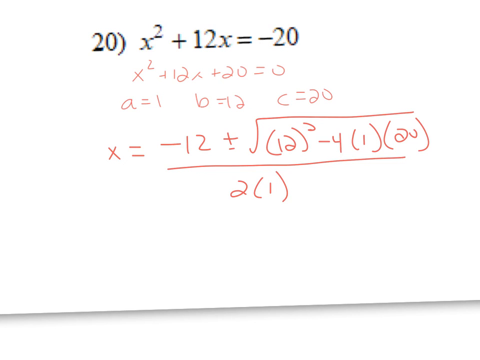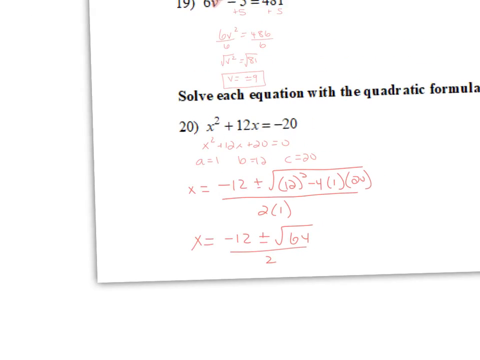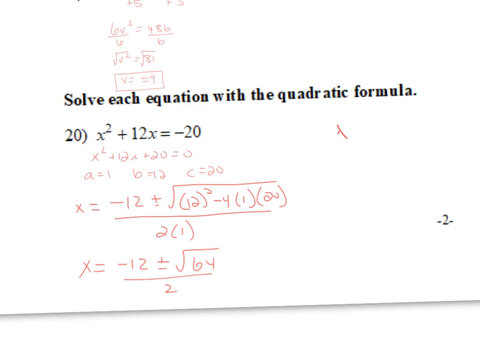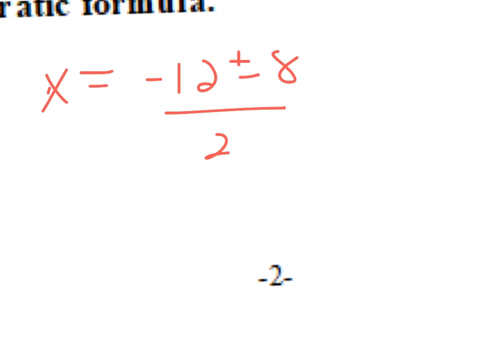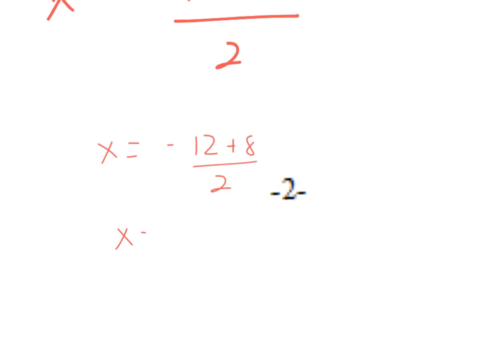All right, so inside my square root here first, I ended up with 64, so I have x equals negative 12 plus or minus the square root of 64, divide by 2. So now I take the square root of 64 and get 8. So I have x equals negative 12 plus or minus 8, divide by 2. So I'm going to get negative 12 plus 8 divided by 2. So x will equal negative 2 when I do that.